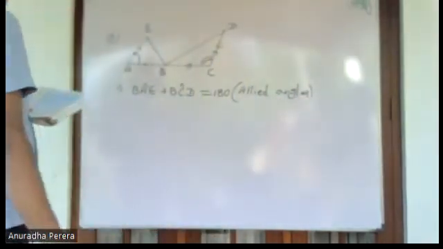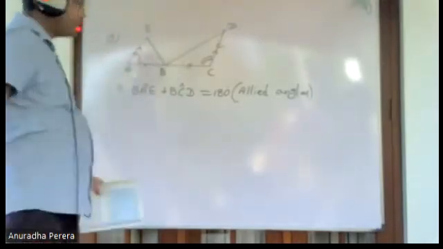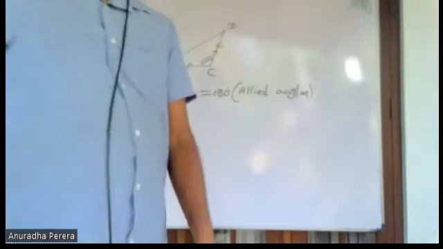And the second one, show that DBE is a right angle. How to do it?